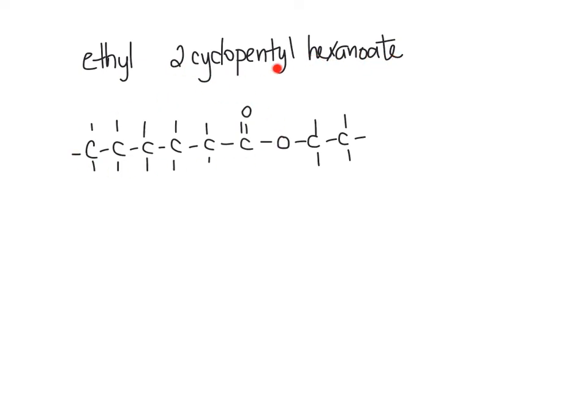So now we've got to put on our other side group, 2-cyclopentyl. When we name, the carbonyl is 1, so the next one beside it is 2, and it's cyclopentyl. So draw in your cyclic pentane, and then the rest of the atoms are hydrogens. So here's the structure: ethyl 2-cyclopentyl hexanoate.